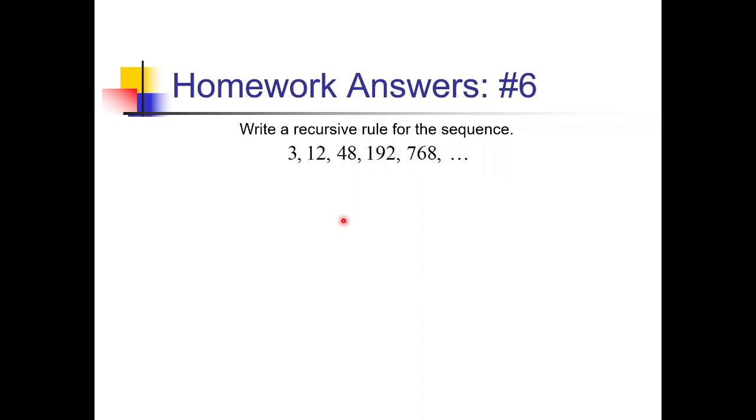To get a recursive rule for this sequence, let's first check to see if it's one of the more common ones. So we don't have a common difference. This is adding 9 and then adding 36, so definitely not a difference there. Am I multiplying by the same thing each time? 3 times, so let's see, 12 divided by 3 is 4. 48 divided by 12 is also 4. And 192, I'll bet that's also 4 if I divide that by 48. So it looks like this is a geometric sequence.